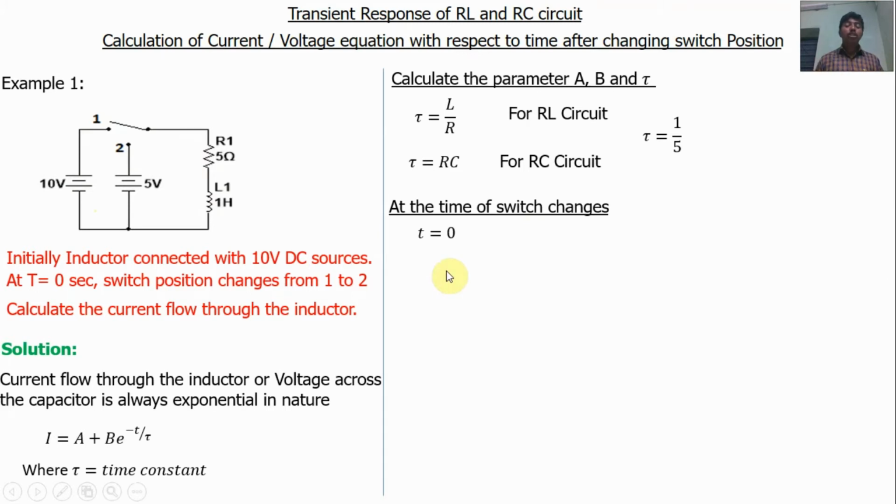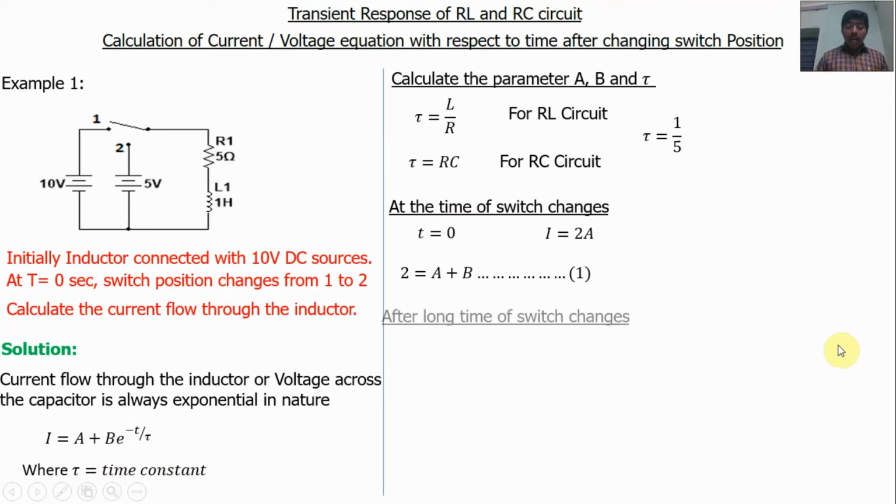So at the time of switch changes, the previous current is 2 amps, so I is equal to 2 amps. At the time of switch changes, current flow through the inductor is 2 amps. Substituting in this equation, we get I is equal to 2, which is A plus B e power 0, and e power 0 is 1.